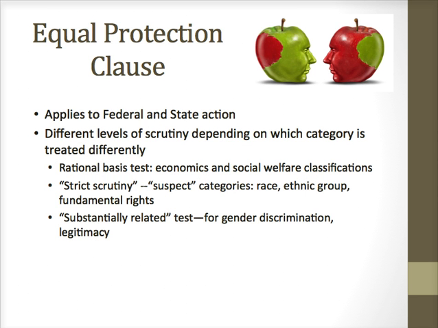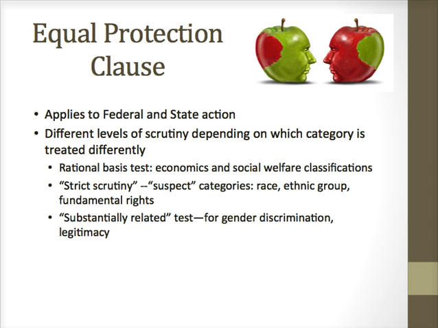In the last part of this, on the last slide of this video, I just want to briefly talk about the different types of equal protection claims that can be made. First of all, the equal protection clause applies to government, so federal or state action. Different levels of scrutiny depend on which category is being treated differently. So what that means is that the court is looking at what government did to try to figure out whether the government had a good reason for treating people or entities differently.